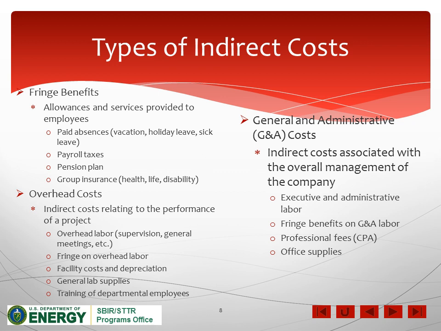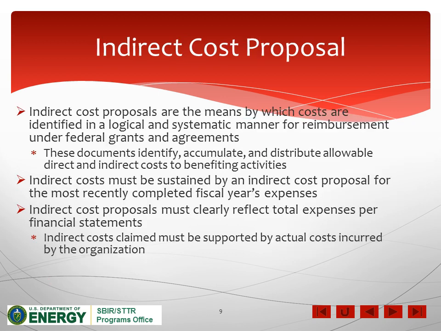G&A costs are associated with the overall management of the company and can include costs such as executive administrative labor and office supplies. The indirect cost proposals are the way in which indirect costs are identified in a logical and systematic manner to be reimbursed under federal grants and agreements.